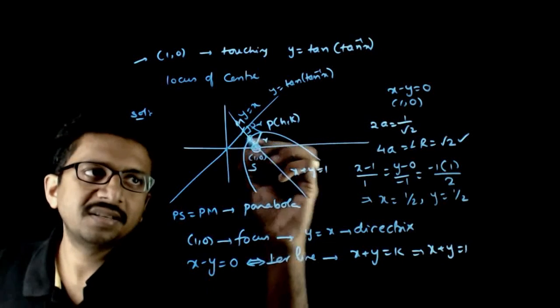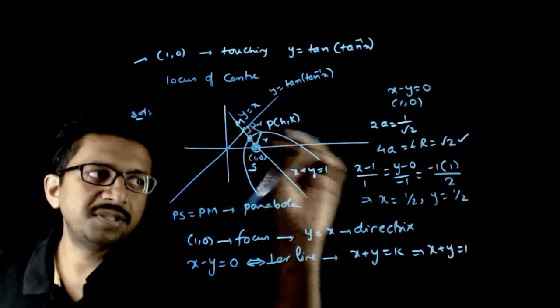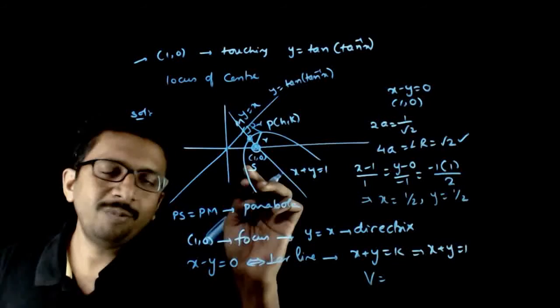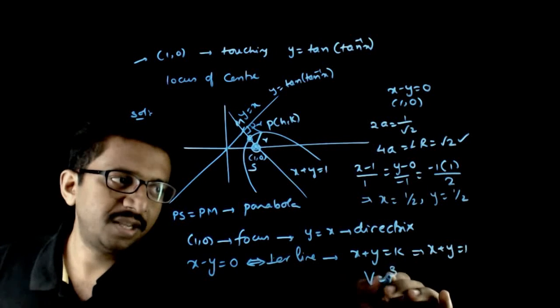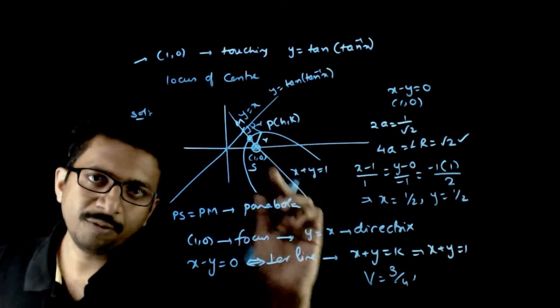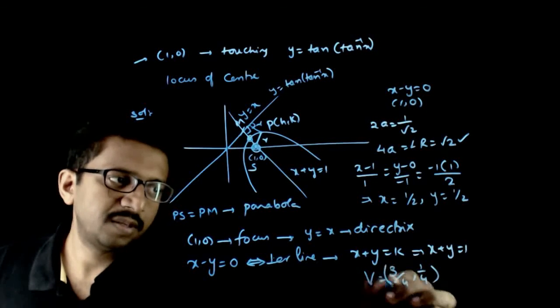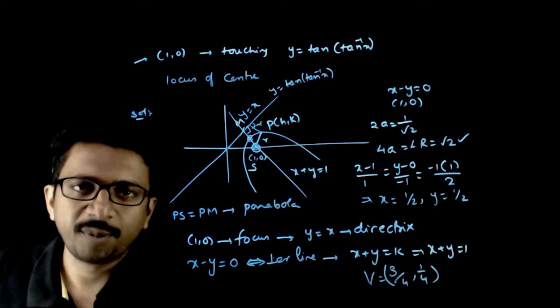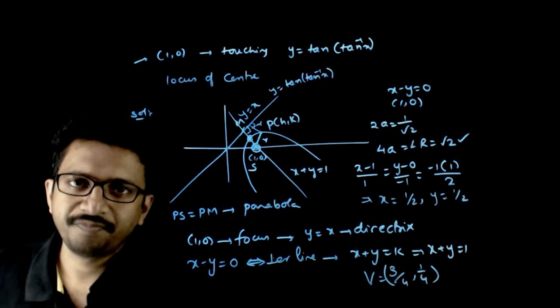So what is the vertex? The vertex is the midpoint of (1, 0) and this point. So the vertex is given by (1/2 plus 1) by 2, that is 3 by 4, comma (1/2 plus 0) by 2, that is 1 by 4. That is the vertex of this parabola. So in this way you can find different properties of the locus. Thank you.